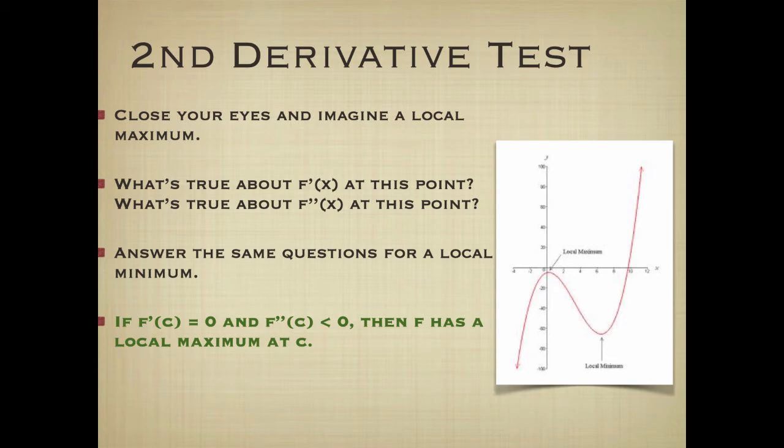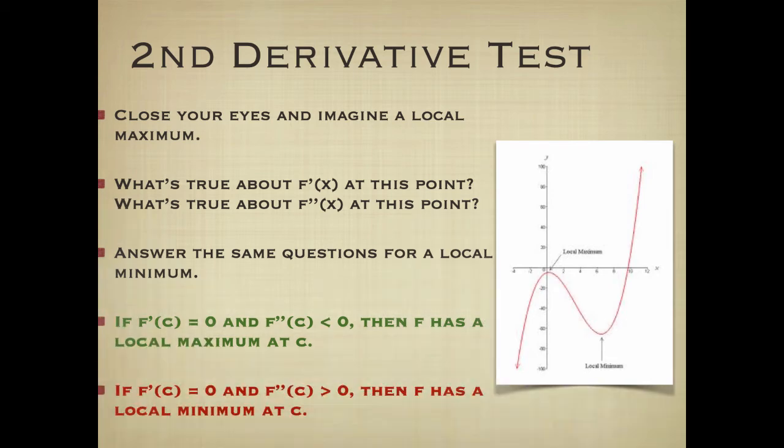So it says here, if f prime of c, some value that we put in for x, is 0, and f double prime of c is less than 0, f has a local max at c. So if we do both things, f prime of c is 0 and f double prime of c is less than 0, we have a local maximum. And then if f prime of c is 0 and f double prime of c is greater than 0, f has a local minimum. So we're going to use these to answer questions using the second derivative test.